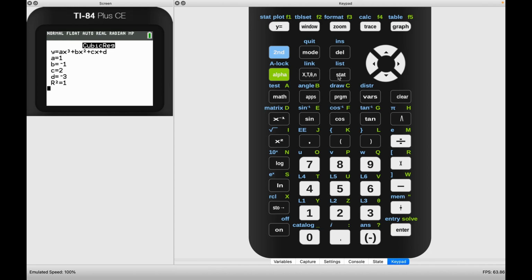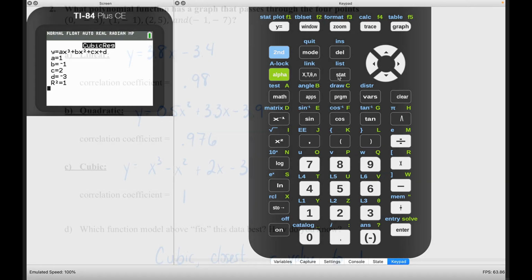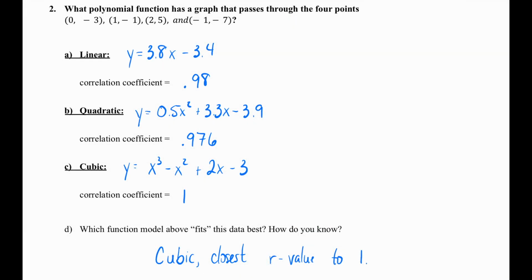And this one is a perfect R value. It's a perfect correlation coefficient. So I could write it as x to the third minus x squared plus 2x minus 3 with a correlation coefficient of 1. And again, I would know that the function model above that fits the data best is the cubic because it has the closest R value to 1.